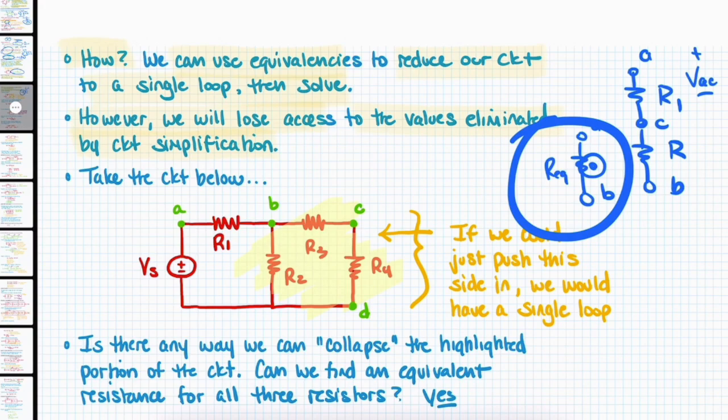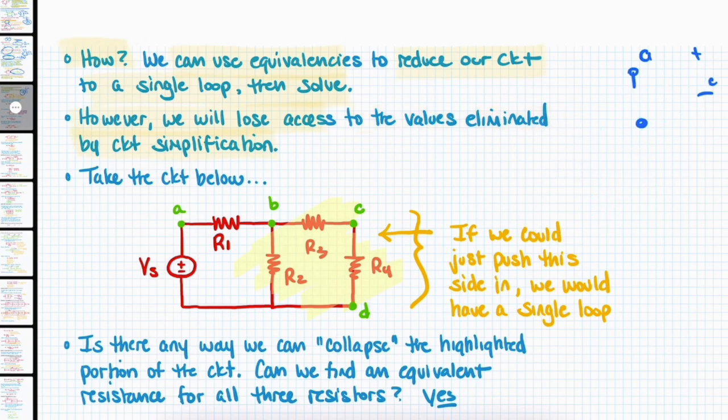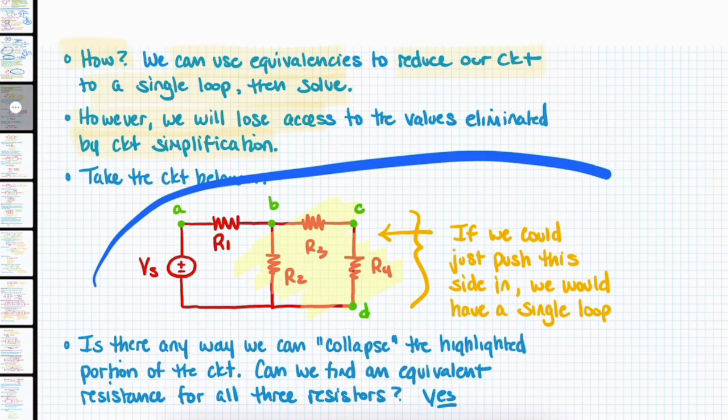But that's okay, because the simplification can be undone. In the same way that we can use the parallel and series connection rules in order to simplify the circuit, we can also use those in combination with what we know to expand it back out and regain access to some of those variables. Okay, so let's take a look at this circuit right here.